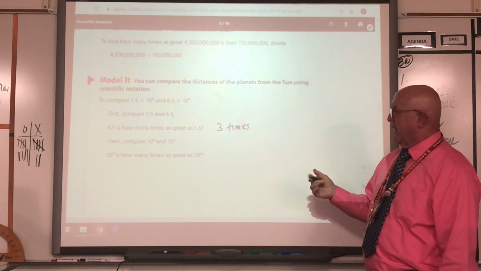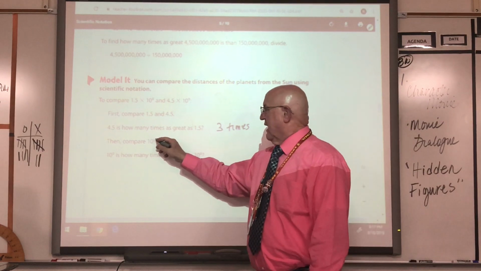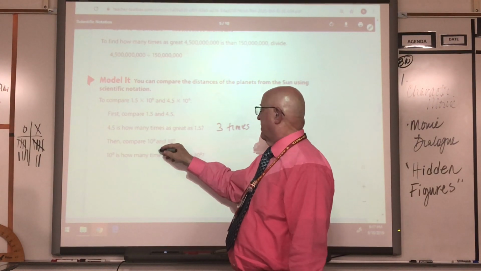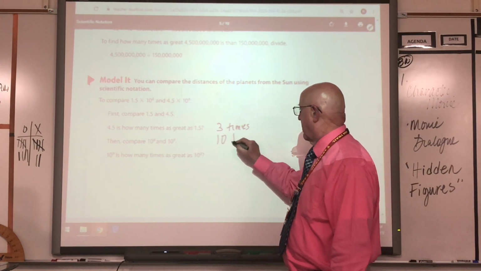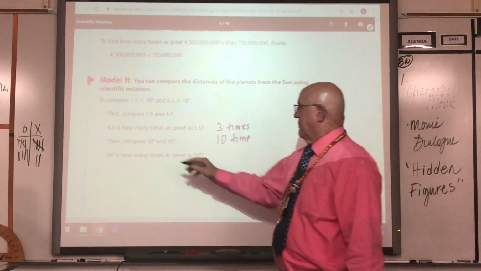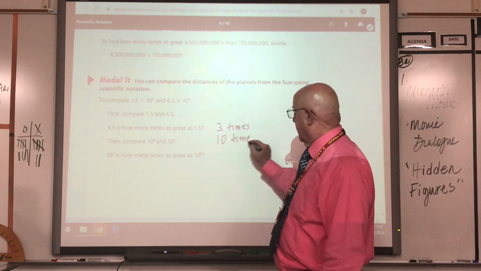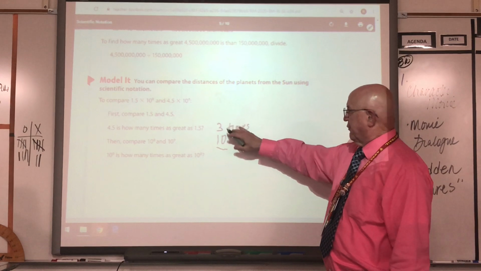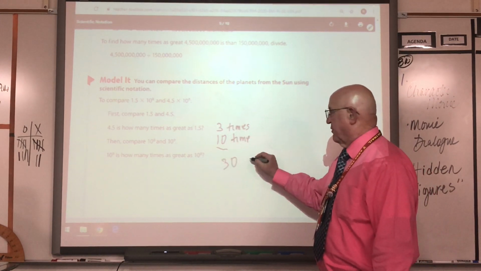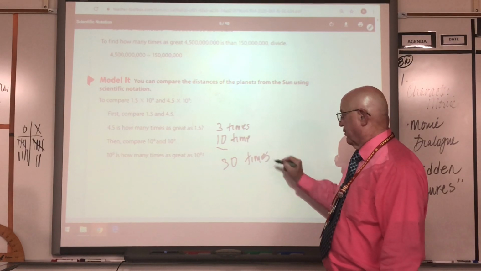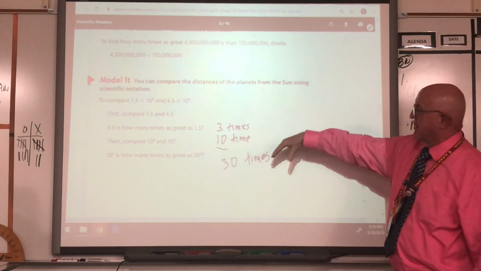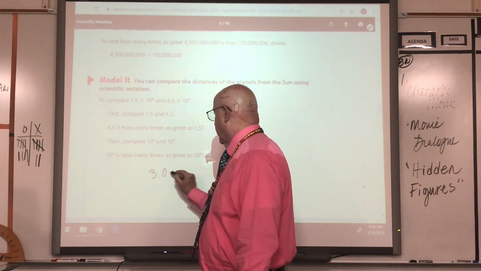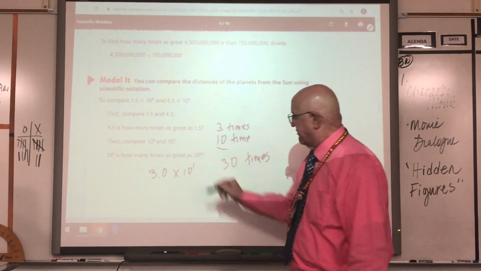Then we're going to compare 10 to the 8th and 10 to the 9th. Well, 10 to the 9th is 10 times as large as 10 to the 8th. So this is 10 times. All right, I want you to remember that. So if we do those together, 3 times 10 is 30. So we should be looking at about 30 times as great. That's how simple it can become in scientific notation, because this actually ends up being 3.0 times 10 to the first, which is 10. Okay?